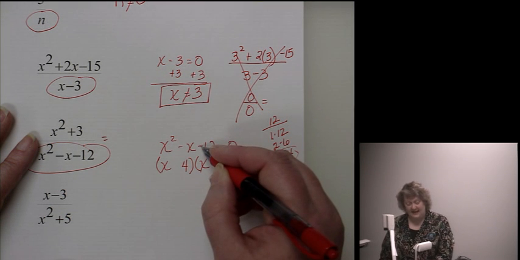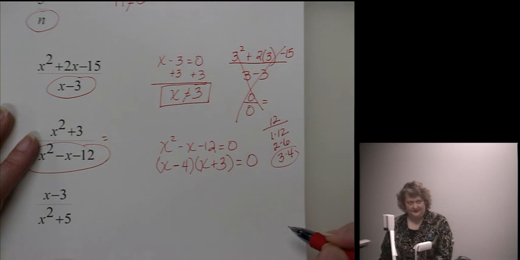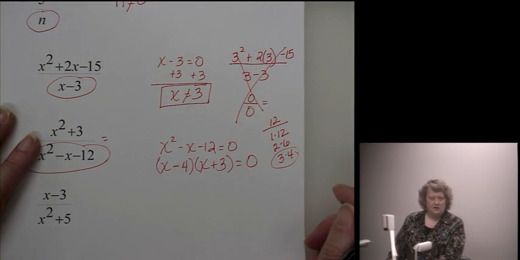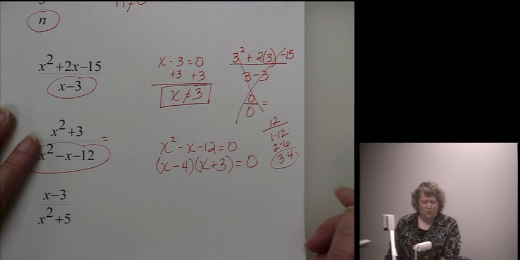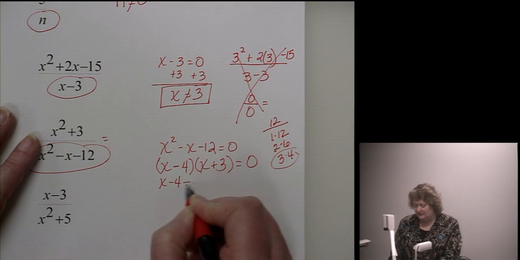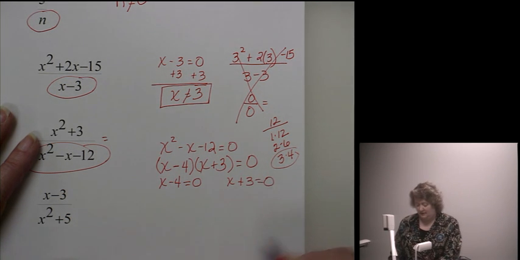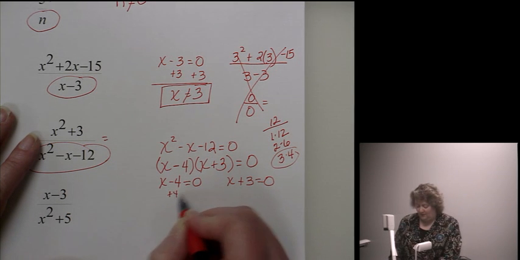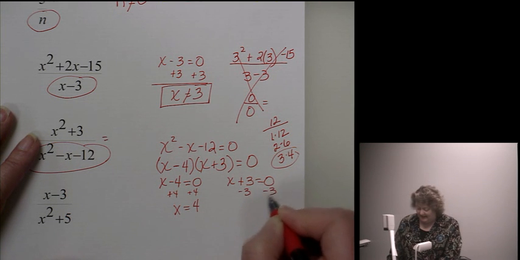Since the last term is a negative, my signs are different, and the larger of these matches the middle term. There, I factored it. I can do that quicker than I can use the quadratic formula. I can do that quicker than I can pull out the calculator and cheat and use your quad program if you've got that programmed into your calculator. Then I can go x minus 4 equals 0 and x plus 3 equals 0. Add 4 to both sides, x equals 4. Subtract 3 from both sides, x equals -3.